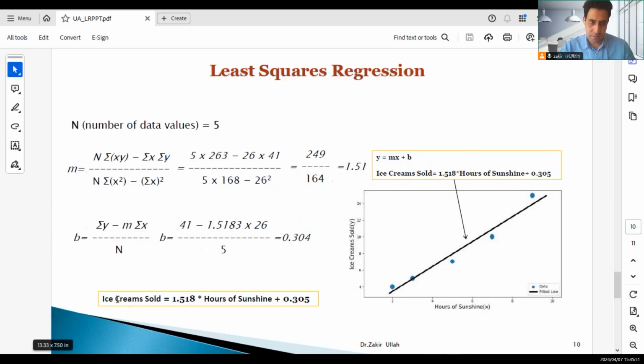Which results in this expression: ice cream sold is equal to 1.518 times the hours of sunshine plus 0.305. This is an expression that can be used to predict the future. So if you want to predict for a particular day with some hours of sunshine how much ice cream will be sold, this expression can be used to predict it. So this is an example of how the least square regression can be used to come up with a model, an expression that can be used to predict the future.